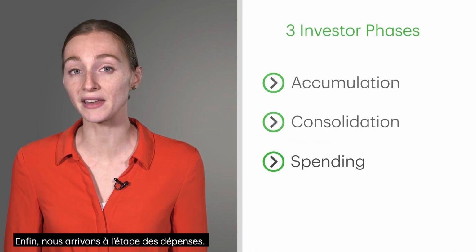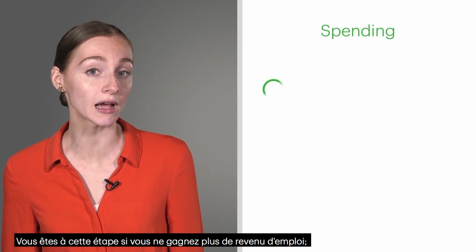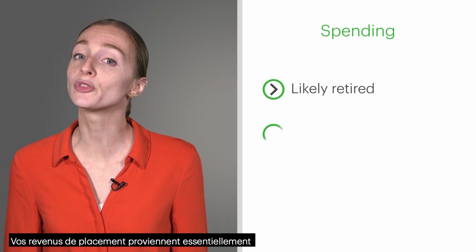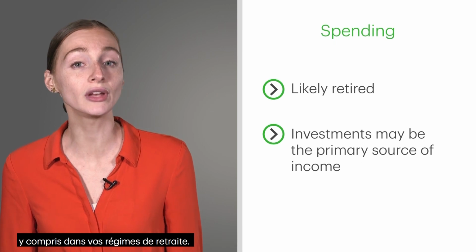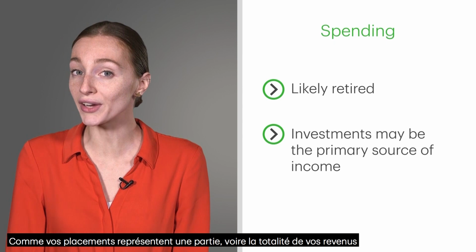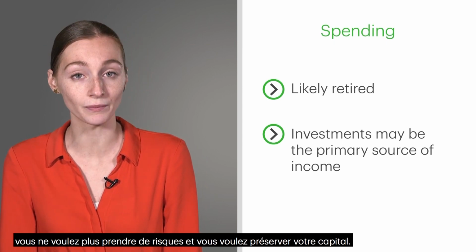Finally, we have the spending phase. If you're in this investing phase, then this means you aren't earning an income through employment anymore. You might have retired. Your investment income is primarily made up of the wealth that you accumulated over time, which could include income from pension plans. Your investments account for part or all of your income, so you might not be willing to take on much risk in order to preserve capital.